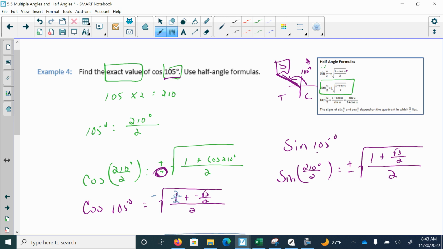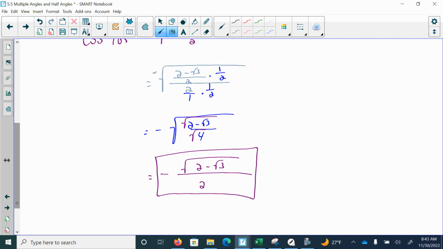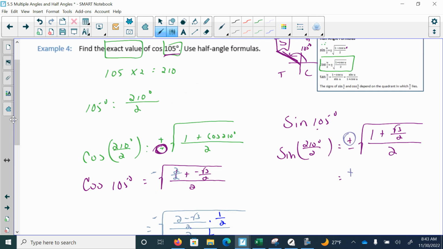Sine of 105, again, sine is positive in that second quadrant, so I am going to choose the positive sign here. So I'm going to make this positive. And it's going to be the exact same work as all this. I'm going to get the same thing, except this minus sign is going to be changed to a plus sign. So I'm going to have the square root of 2 plus the square root of 3 all over 2. And make sure you make a point to show me that you know that this 2 is not underneath the radical sign.